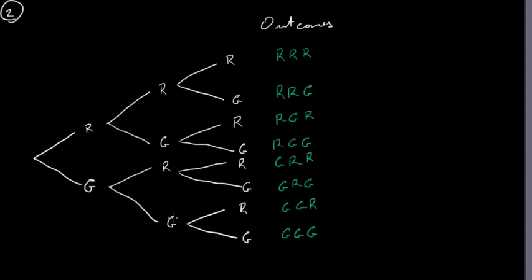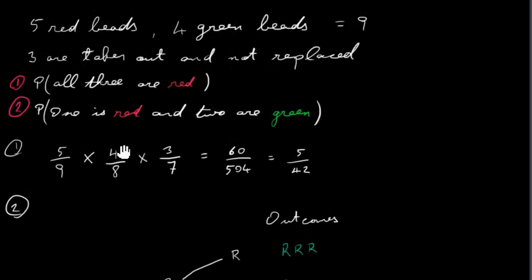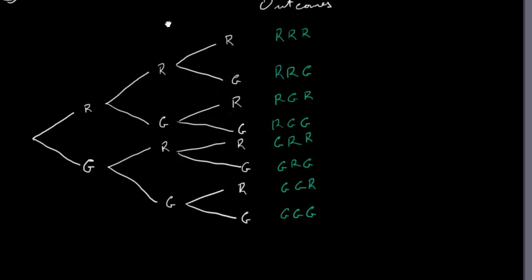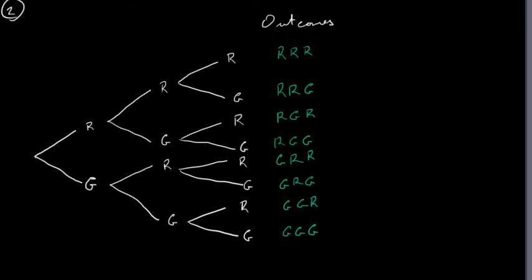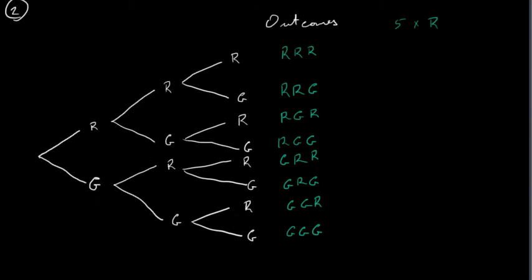Now, just to recap, we had initially 5 red beads and 4 green beads. So we had 5 red initially, and we had 4 green beads here, so 9 in total. That gives us a total of 9.